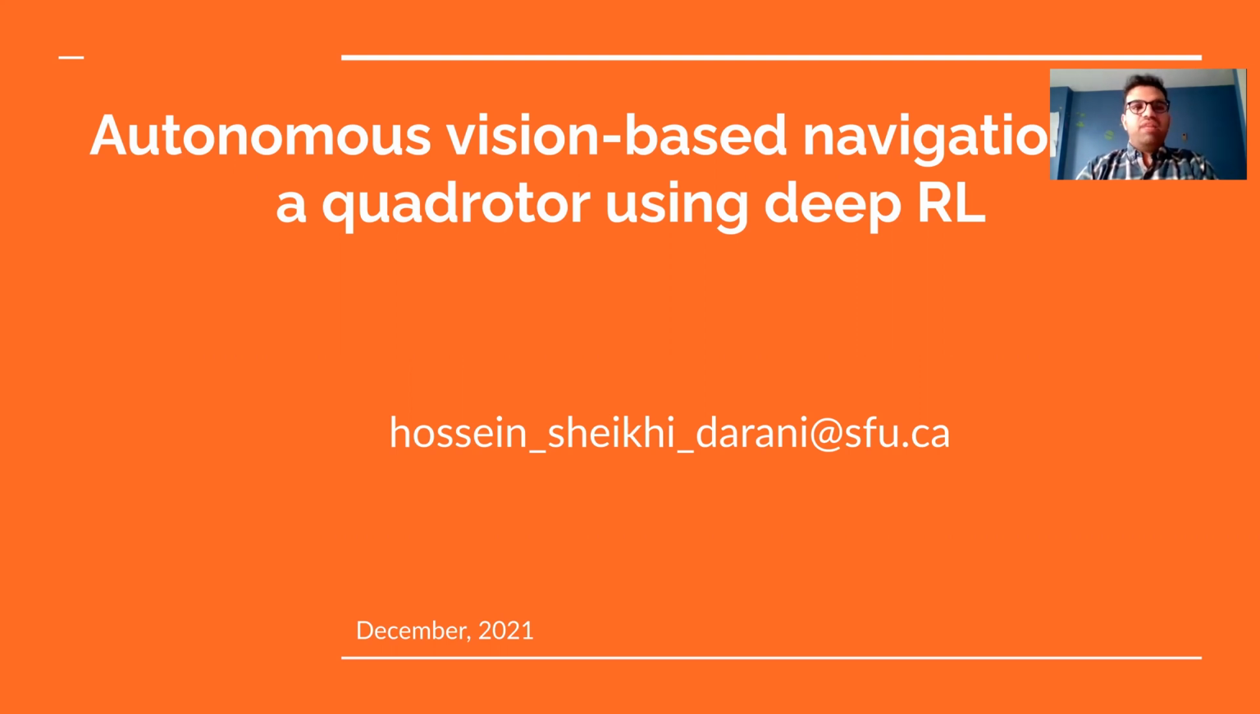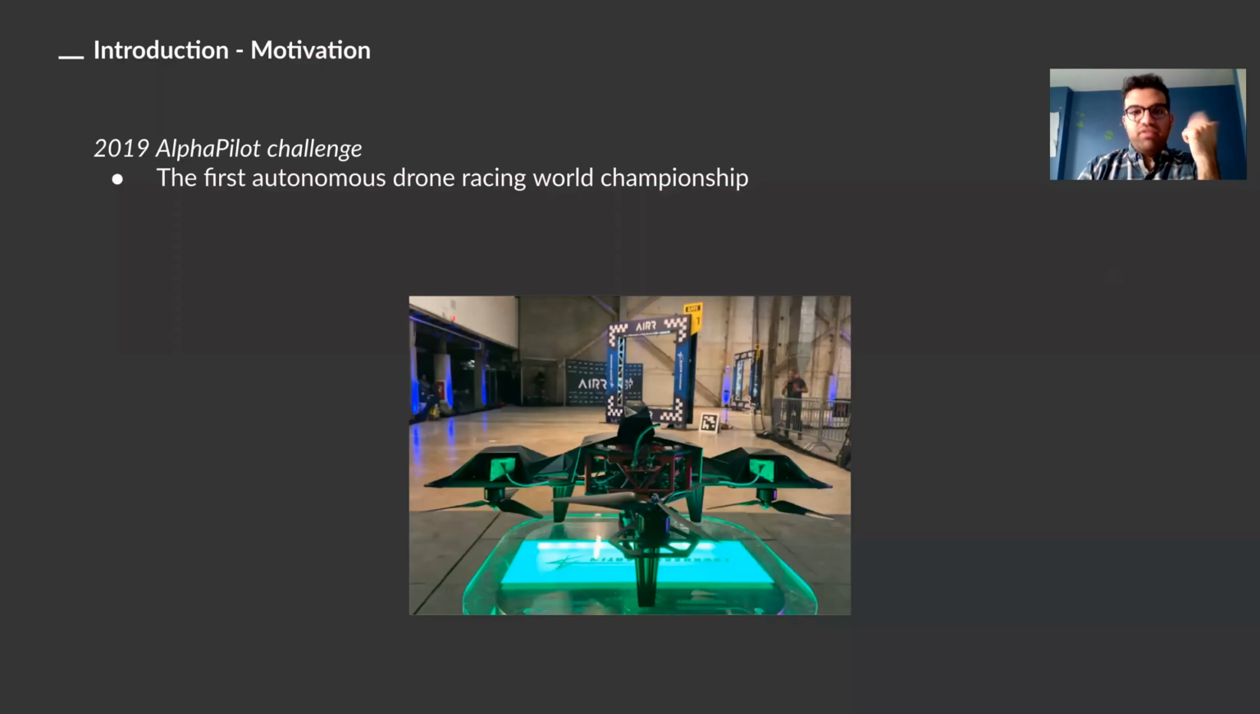All right, my name is Hossein Sheikhi Darani, and during this presentation, I'm going to talk about the project titled Autonomous Vision-Based Navigation for Quadrotor using Deep Reinforcement Learning. Before going on, I would like to mention that this project was done as part of our machine learning course at SFU in winter 2020. I think the title itself is kind of self-explanatory, so let's start with some motivations.